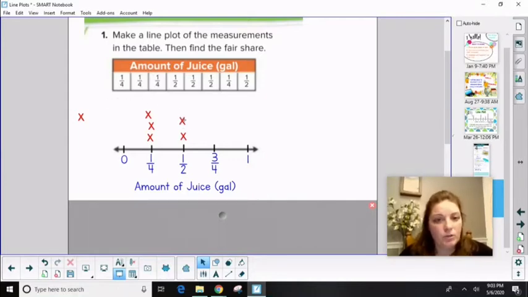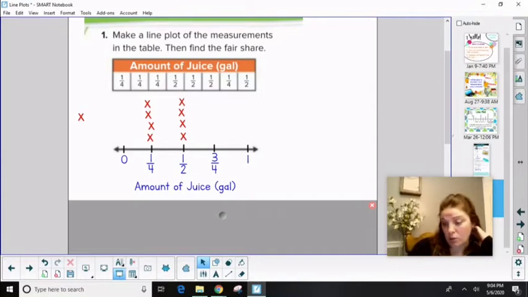And then, let's drag that down a little bit. Then I have another half. So they're tied right now. And then I have a fourth again. And lastly, I have a half. So I always like to count to make sure that I have all of my data represented. So I had 1, 2, 3, 4, 5, 6, 7, 8 pieces of data, and I can see I have 8 X's. So I know I didn't leave anything out.